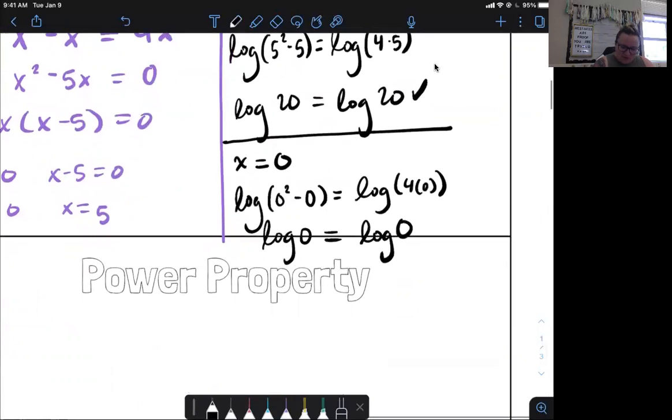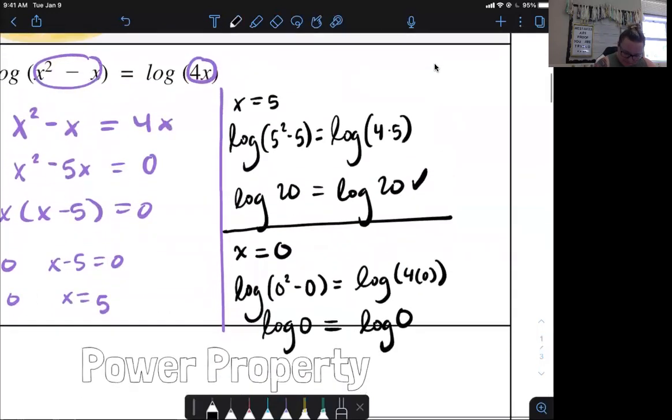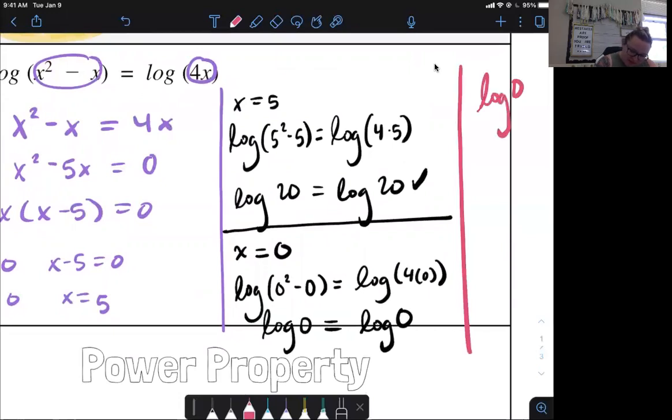So when you think about what the log of 0 means, the log of 0 means that 10 to some power is equal to 0. 10 to what power would be 0? If you take your calculator and you plug in any number for x, 10 to the first, 10 to the 0, 10 to the negative 1, are you going to get anything equal to 0?